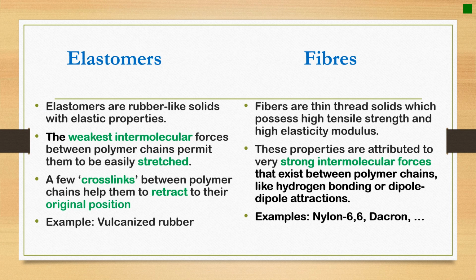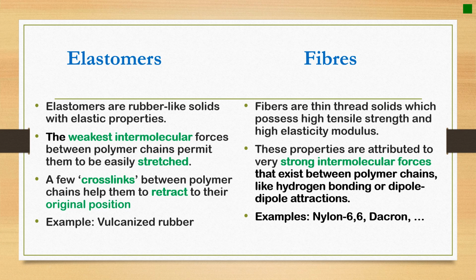When we still consider the molecular forces, we can identify elastomers and fibers. Elastomers are rubber-like solids with elastic properties, and these characteristics result from the weakest intermolecular forces that exist between polymer chains and which permit them to be easily stretched when a tension force is applied.